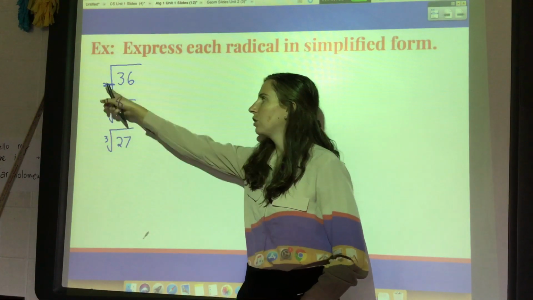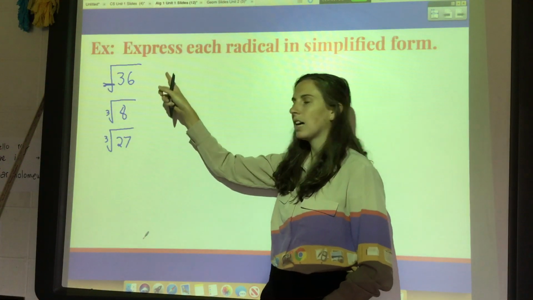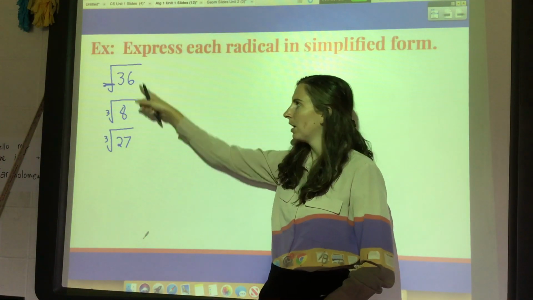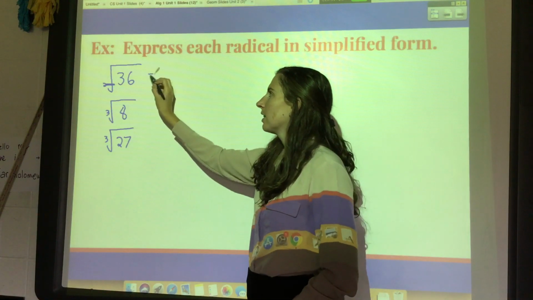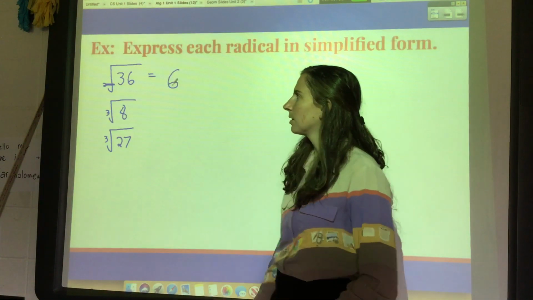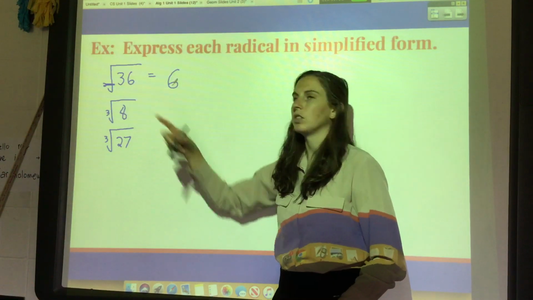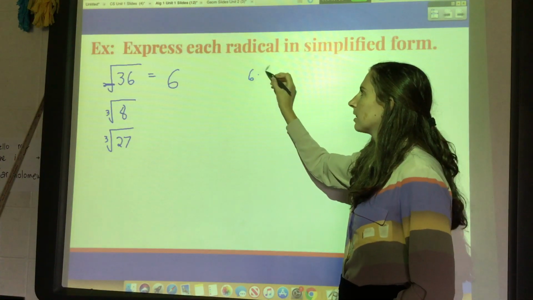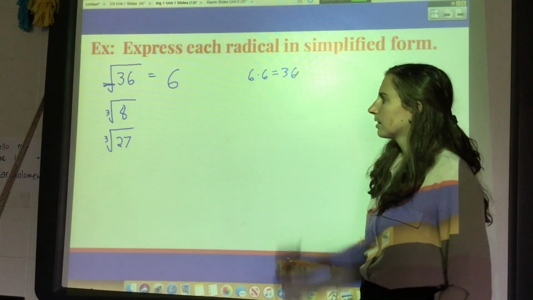So if there's a 2 there, that means what times itself, like 2 times, gives you that number. In this case, you should know that it's 6 because 6 times 6 gives you 36. It's 2 of them. 6 times 6 is 36.